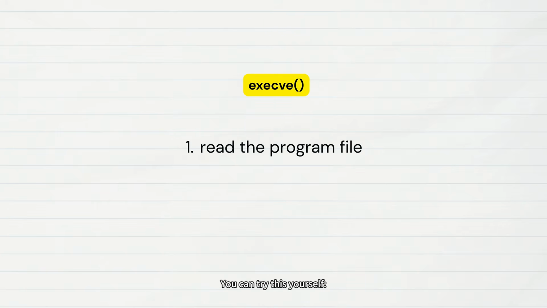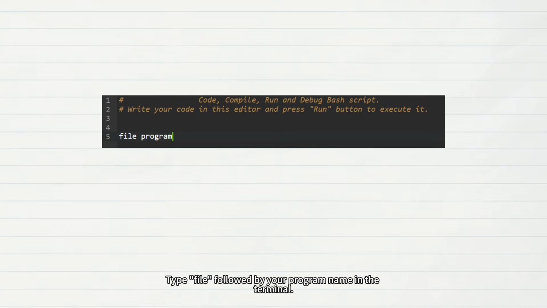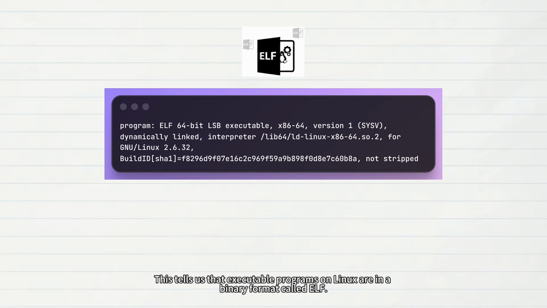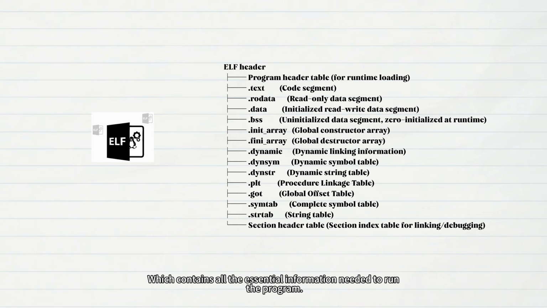You can try this yourself. Type file followed by your program name in the terminal, for example, file program. After running it, you'll see output indicating something like ELF 64-bit executable. This tells us that executable programs on Linux are in a binary format called ELF, which contains all the essential information needed to run the program.